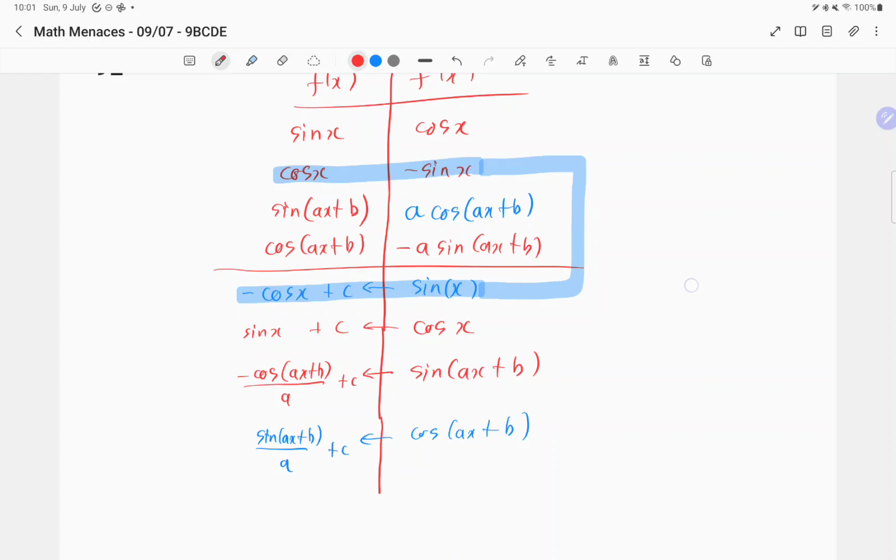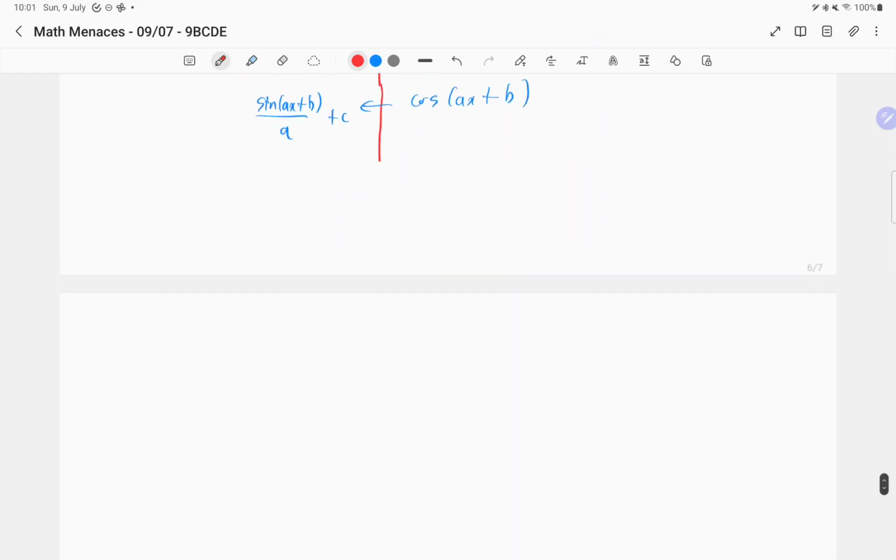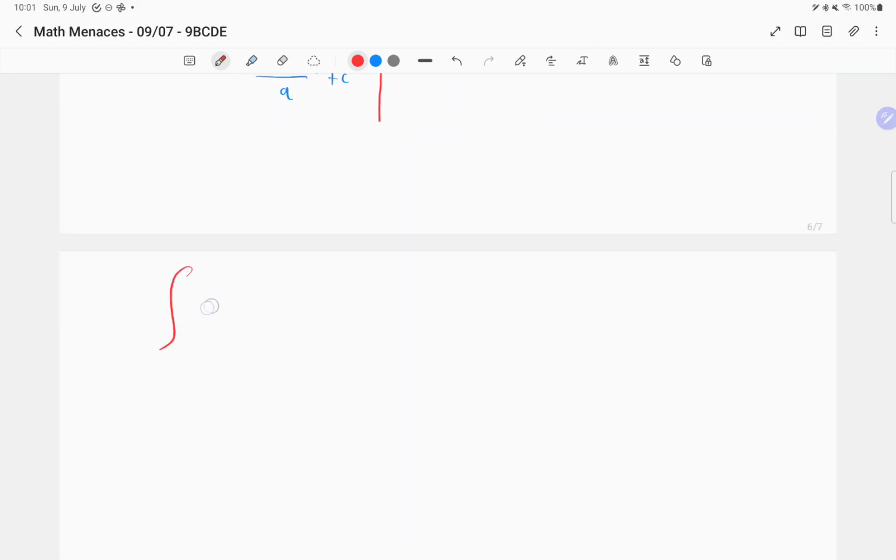Okay, so this is a very short table to show you guys the relationship between these expressions, but the main rules are these ones. The antiderivative of cos of ax plus b with respect to x would be sine of ax plus b, and then you divide by a, then you plus c.